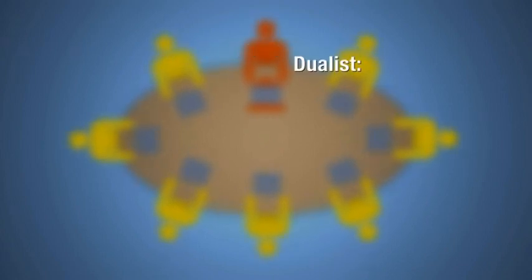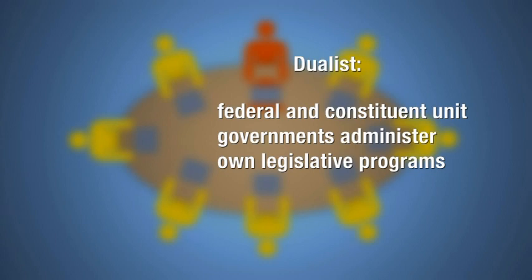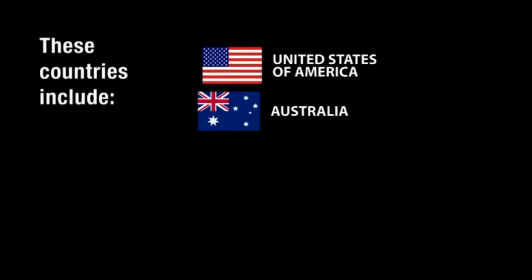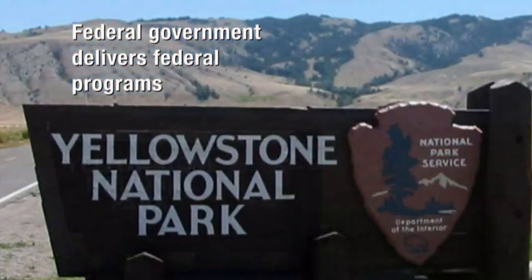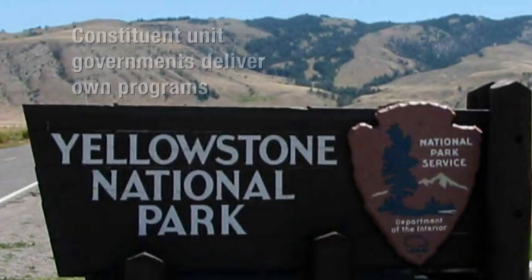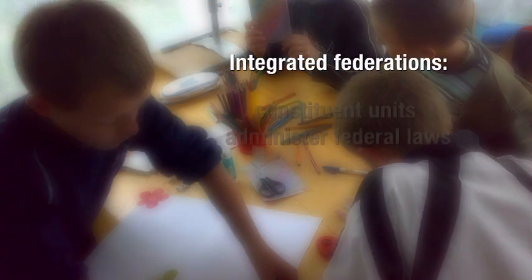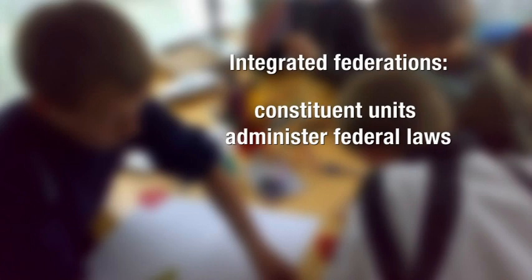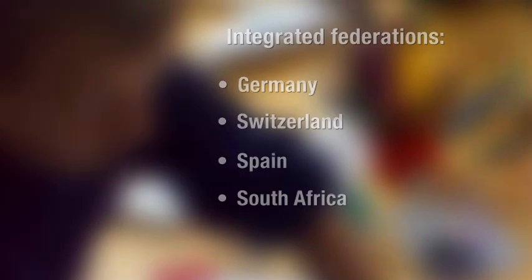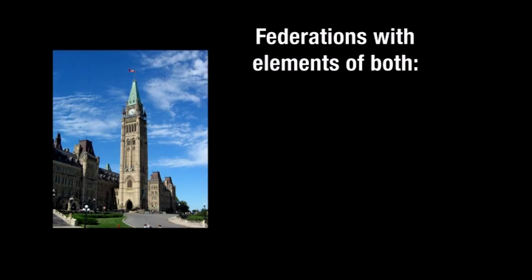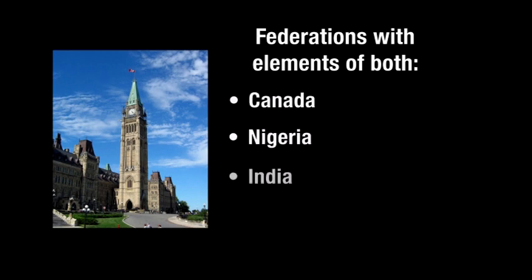In dualist federations, the federal and constituent unit governments administer their own legislated programs. These countries include the United States, Australia, Mexico, and Brazil. In these dualist federations, there are federal departments throughout the country delivering federal programs, while state or provincial departments deliver constituent unit programs. In integrated federations, the constituent units administer federal laws in specific areas, including, in some cases, healthcare and education. These include Germany, Switzerland, Spain, and South Africa. Many federations have elements of both models. Among them are Canada, Nigeria, India, and Pakistan.